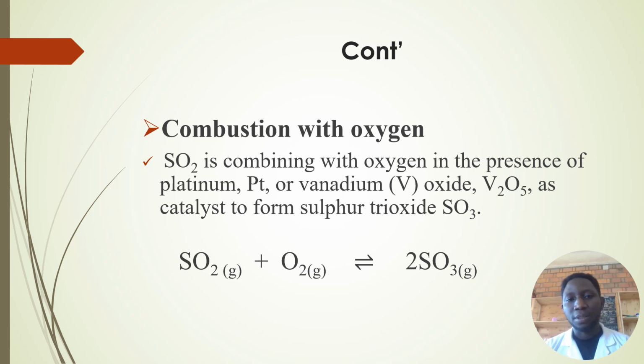Combustion with oxygen. Sulfur dioxide is combining with oxygen in the presence of platinum or vanadium 5 oxide as a catalyst to form sulfur trioxide. We will talk about this reaction in the next video about the preparation of sulfuric acid. When sulfur dioxide gas reacts with oxygen gas, this produces sulfur trioxide gas. Here we need this platinum metal or vanadium 5 oxide as a catalyst.